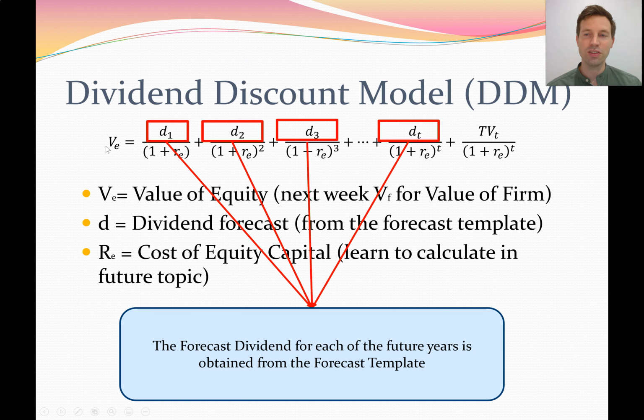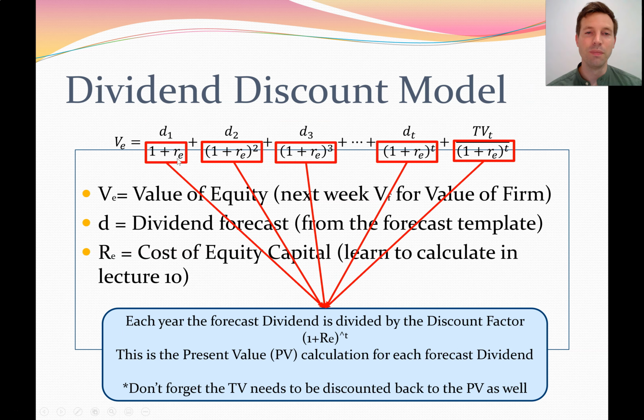The first thing you need to realize is you need to get all the different terms for the formula before you can estimate it. When I've got D1, D2, D3, etc., they're the forecast dividends for each year, and you'll get that straight from your forecast template that we've already talked about previously. The denominator of the formula is called our discount factor, or this is where we apply the present value approach to the dividend.